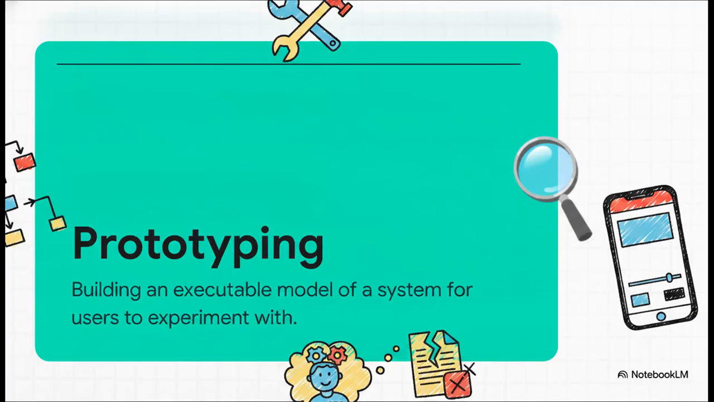Next up, prototyping. This involves building an early, executable model of the software system for end users to actually experiment with. Because let's face it, reading a highly technical document is super difficult for non-technical stakeholders. But if you hand them a visual prototype with actual buttons they can click, they instantly understand how the system is going to flow. This lets stakeholders see it in action, realize where their initial assumptions were maybe a bit off, and give feedback on crucial changes before the really heavy coding begins.